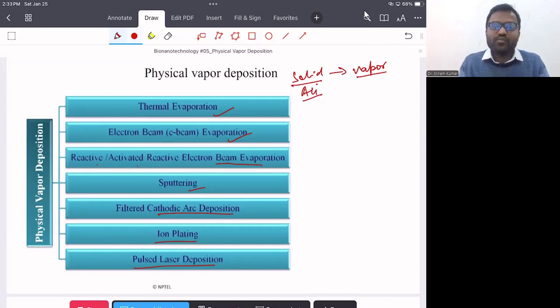So in this class, we are going to learn thermal evaporation techniques. We are going to learn about the electron beam evaporation technique. We are going to learn about a sputtering technique and the pulsed laser deposition technique. So we are going to learn these four techniques.